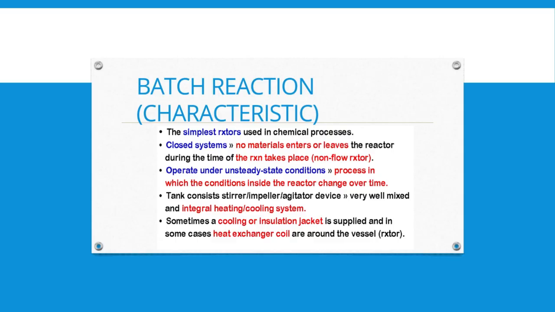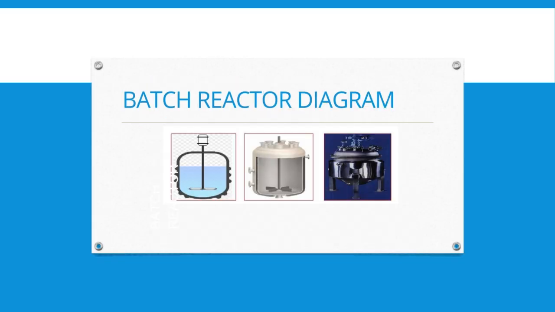Let's take a closer look at batch reaction, which occurs in a batch reactor. Batch reactor is a closed system where no material enters or leaves the reactor. It operates under unsteady state conditions where the condition of the system inside the reactor changes over time. Batch reactor may be equipped with stirrer or agitator for good mixing and cooling or heating jacket for temperature control.